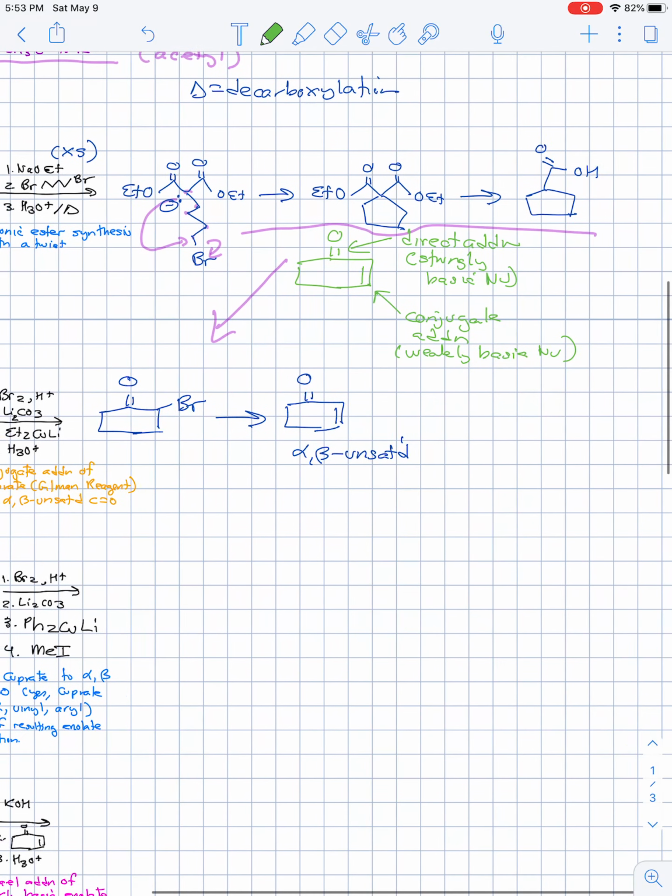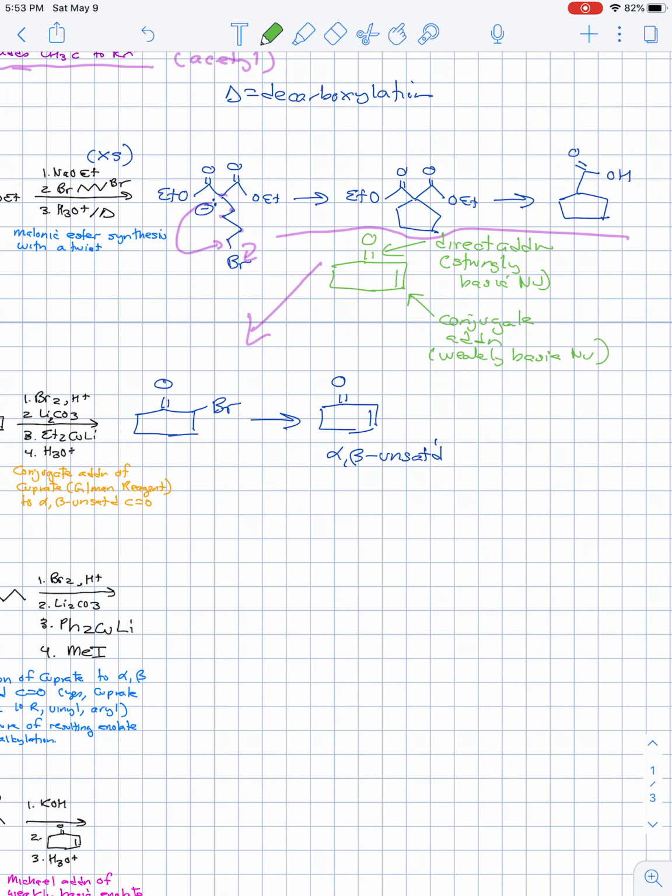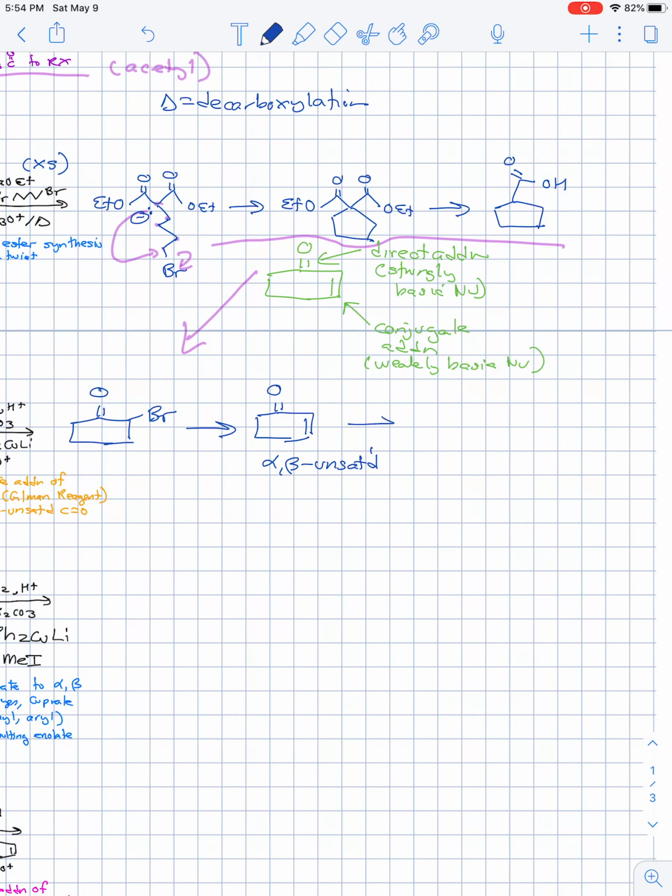All right, so what's going to happen here is that these cuprates or Gilman reagents are going to add conjugate. The copper carbon bond is not as polar as the magnesium carbon bond that you'd have in a Grignard. So these tend to do a conjugate addition. And so the initial product that we're going to get, that was an ethyl group, so the initial product that we get is that.